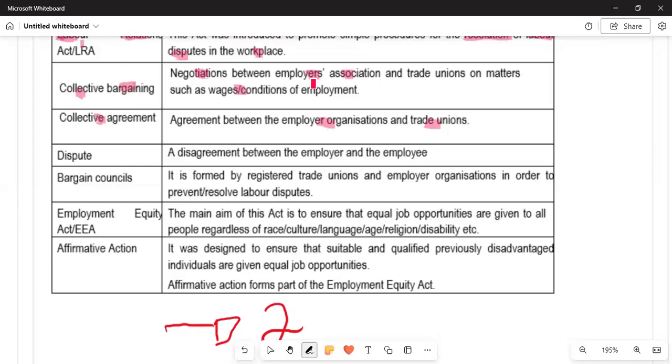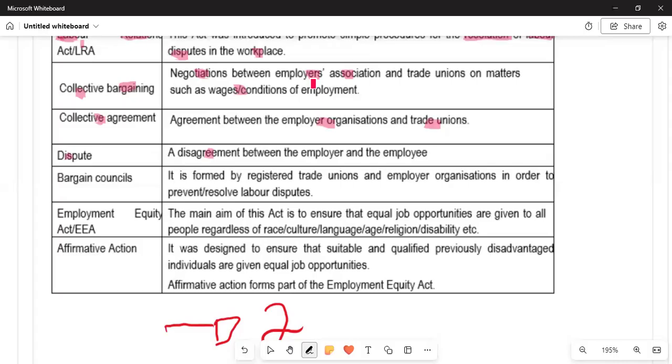Bargaining councils are formed by registered trade unions and employer organizations in order to prevent or resolve disputes. That is bargaining councils. Then there is the Employment Equity Act, EEA, that is an act.